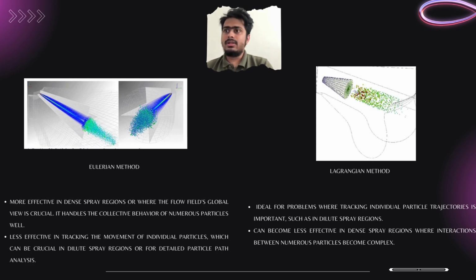On the other hand, the Lagrangian method is ideal for problems where tracing individual particle trajectories is important, such as in the dilute spray region, but it also has a limitation, that is, the Lagrangian method can become less effective in dense spray regions where interaction between numerical particles becomes complex, and this difference we found from this case study. As you can see, picture 1 is the phase change from Eulerian method to Lagrangian method, and picture 2 shows the outlier particles of the Lagrangian method. That would be all from me.